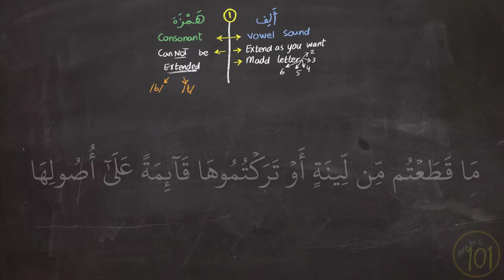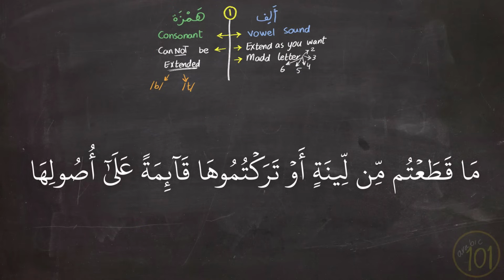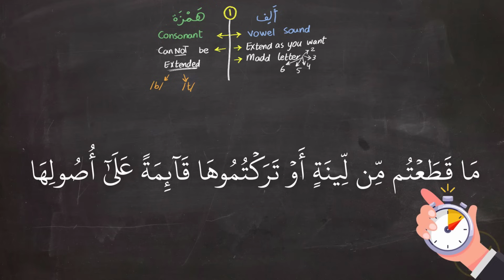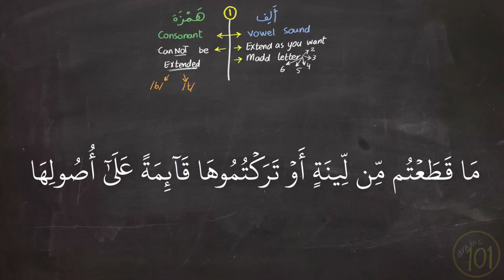Now let's consider this example to understand this completely. ما قطعتم من لينة أو تركتموها وجدتموها قائمة على أصولها. Now, can you tell how many instances of Alif and Hamza you can see in this example? Well, there are 5 times Alif in these positions, and there are 3 times Hamza in these positions.